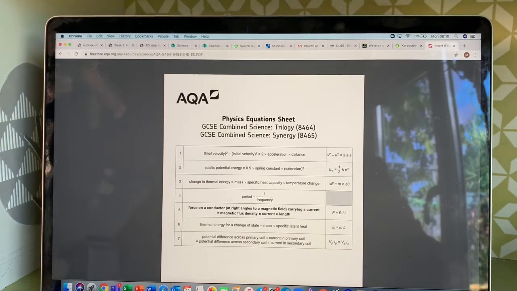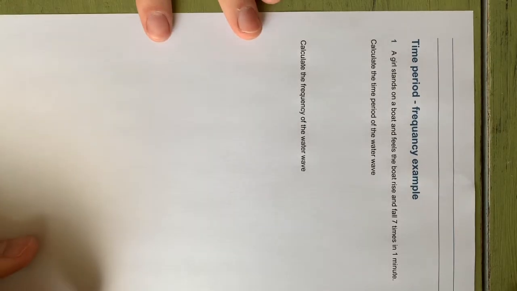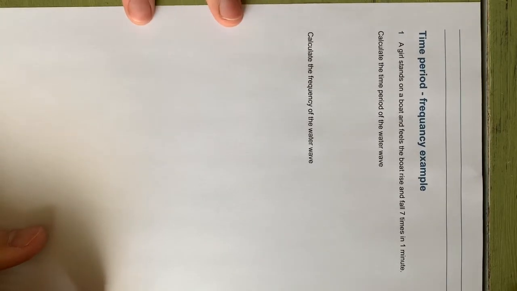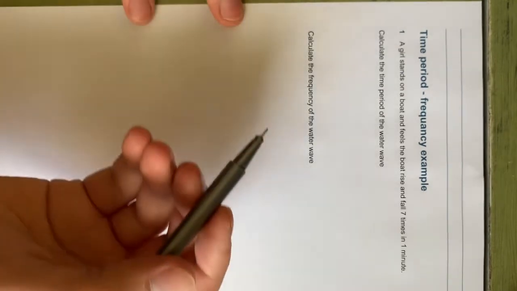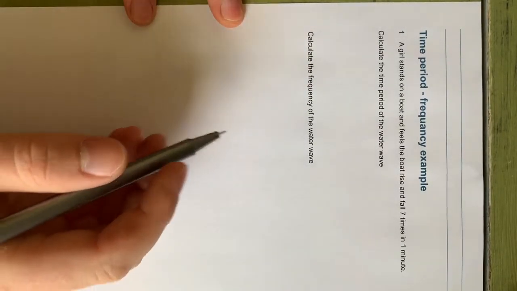So if you know the time period, you can work out the frequency. And if you know the frequency, you can work out the time period. We've got these definitions then, and we might be expected to use those definitions to calculate something. So you might want to calculate the time period or the frequency just from the sentences, the definitions that we've got.